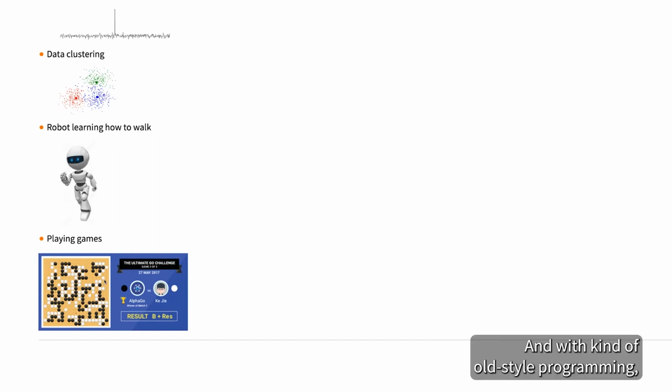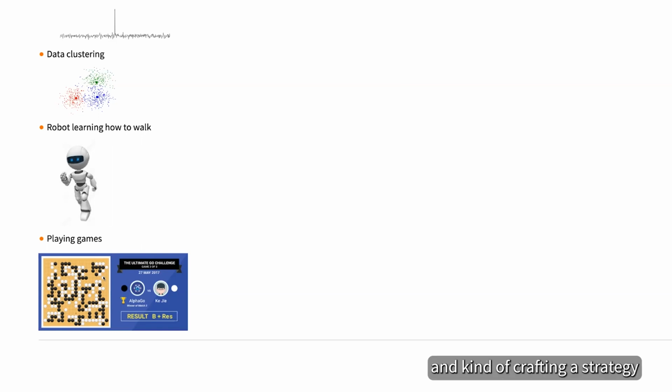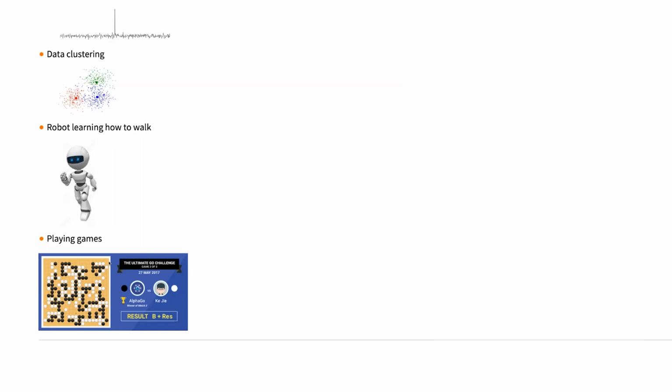And with the old-style programming, just trying all the possibilities and writing rules, it was almost impossible to solve this problem. With machine learning, by analyzing a lot of games, crafting a strategy, and letting the machine experiment freely and set its own parameters, in the end, it was possible.